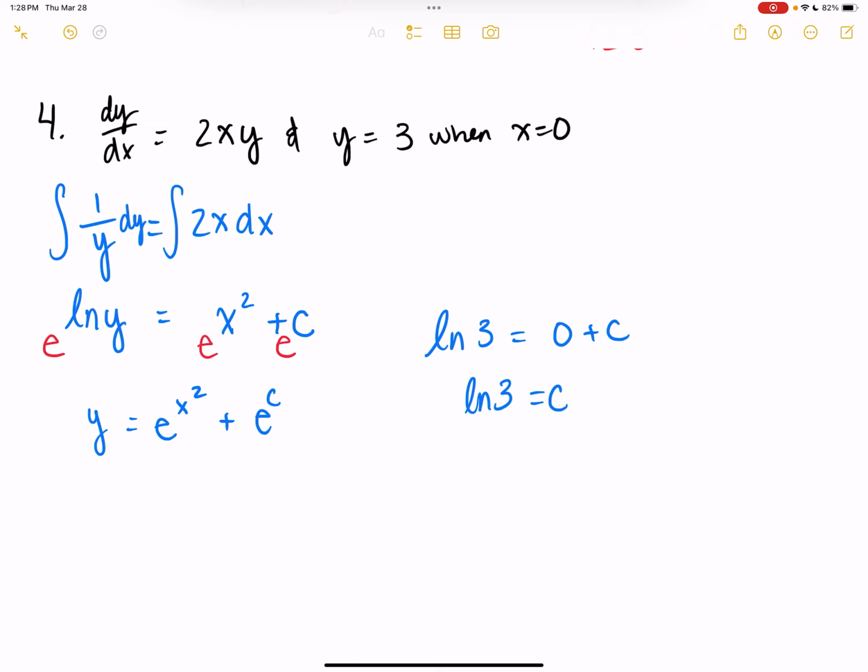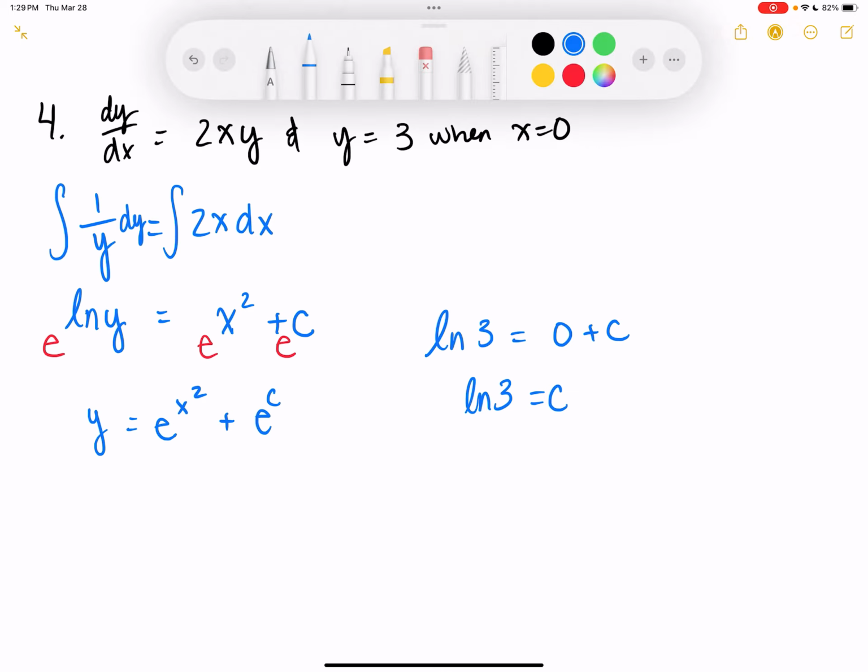If it was a different scenario, we might multiply through. You could multiply it through and that would be fine. But we're going to add it in, or just replace c with the ln of 3, because ln of 3 is a number, so I can just plug it in. So this is going to now give me y is equal to e to the x squared plus e to the ln of 3.